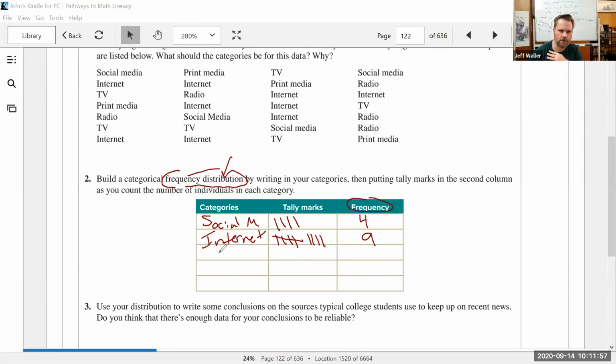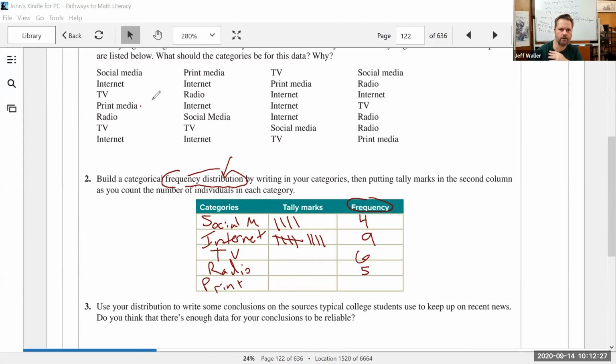So if we keep going, there's TV. I'm going to skip the tally mark thing. 1, 2, 3, 4, 5, 6. So 6 TV people. And then there's radio. Wow, radio. Cool. 1, 2, 3, 4, 5. 5 radio people. What's the last one I'm missing? Social media, internet, TV, print media. There we go.